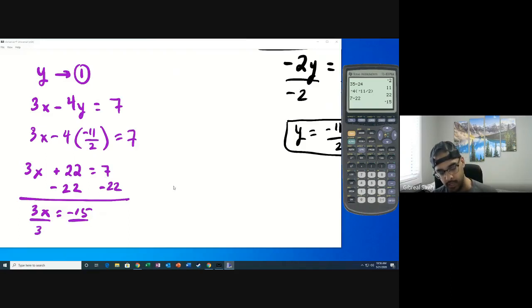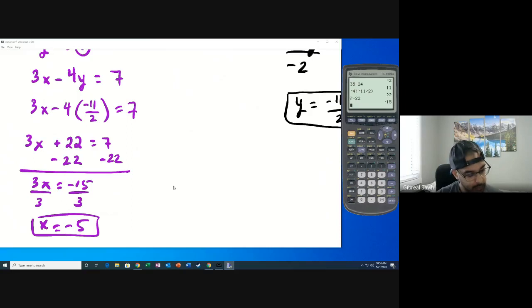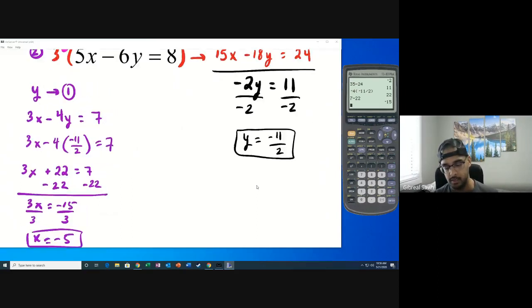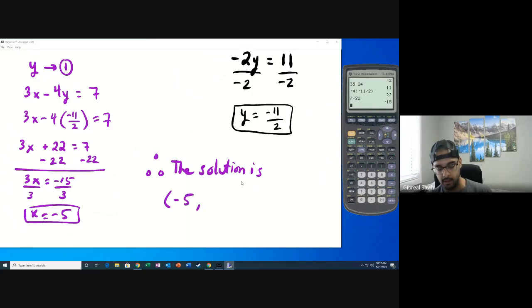Divide both sides of that equal sign by 3. X should be negative 5. Okay? And my answer key says it is, so we're going to go with that. I'm not going to do the verification step just to shorten the length of the video, but I promise you this is the answer that multiple people have gotten. So you can check for yourself for a little bit of extra practice. So therefore, the solution is negative 5 and negative 11 over 2.